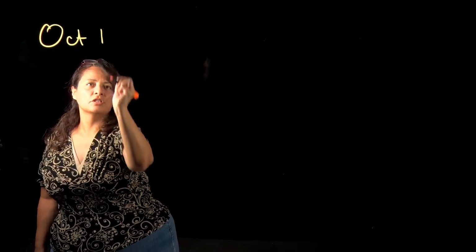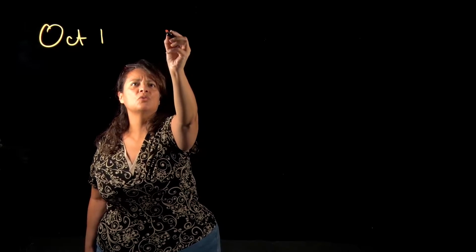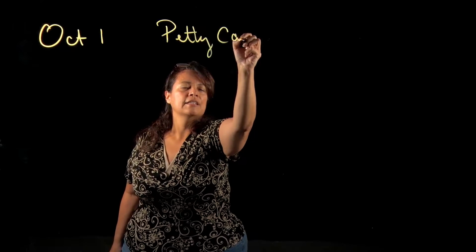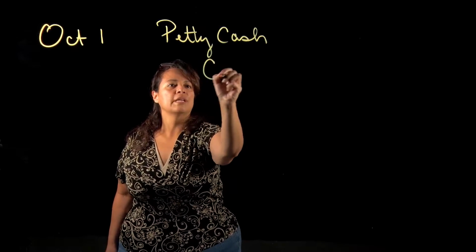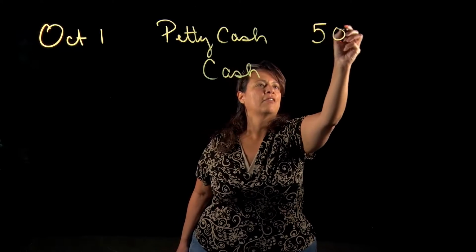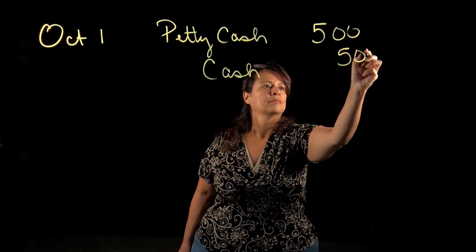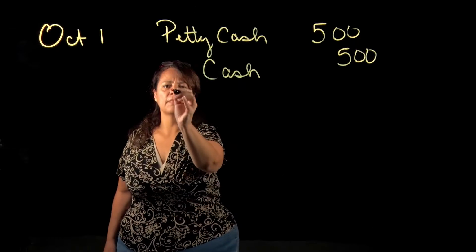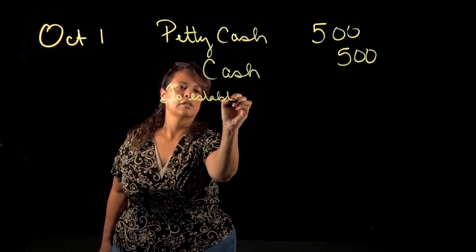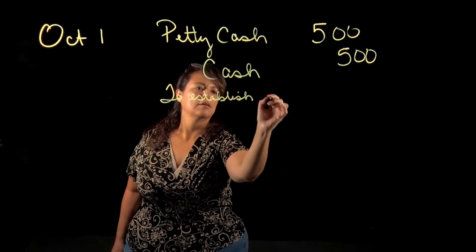So we're going to record a journal entry on October 1st, and we are going to increase petty cash, which is an asset, and decrease the cash in our bank. And your problem says that we're going to do that for $500. Okay, makes sense? And then we're going to put our explanation: to establish petty cash.